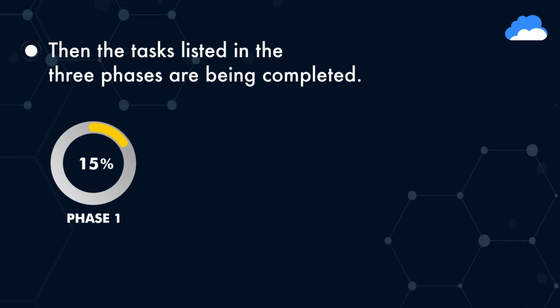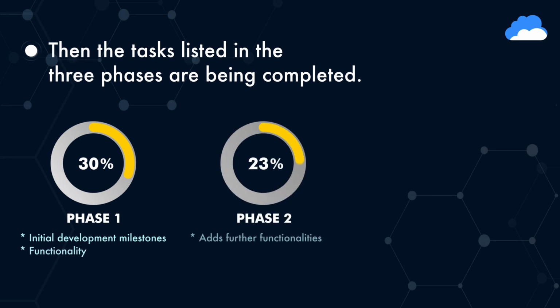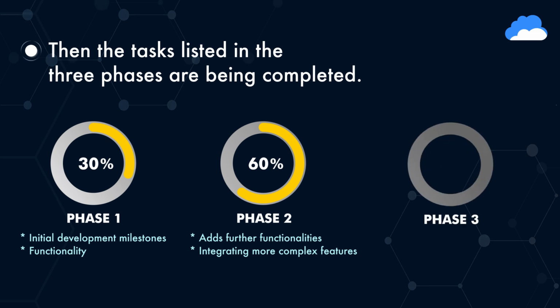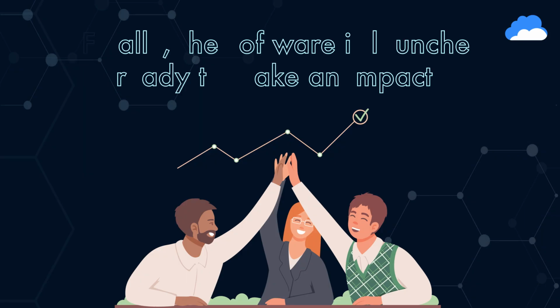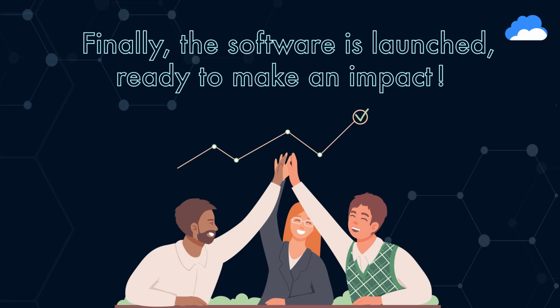Phase 1 is completed, covering initial development milestones and functionality. Phase 2 adds further functionalities, integrating more complex features. The final phase completes development and rigorous testing, ensuring the software is ready for launch. Finally, the software is launched, ready to make an impact.